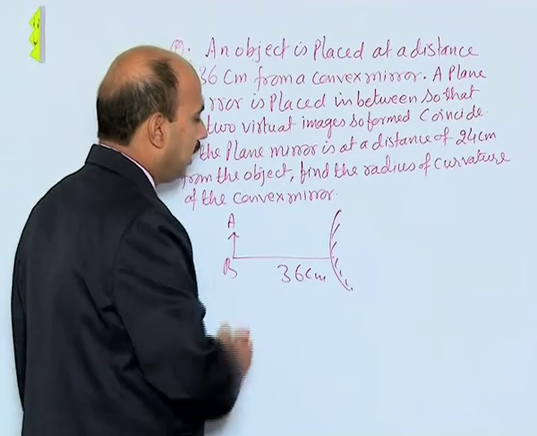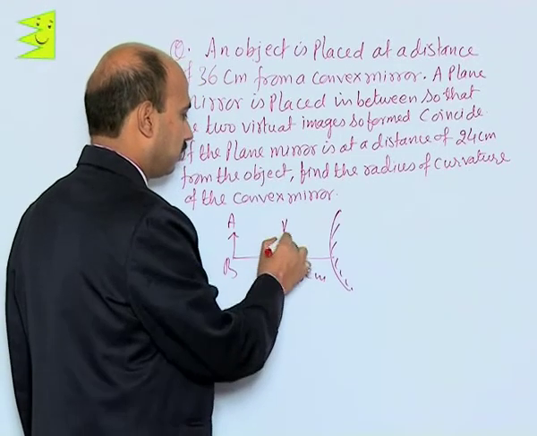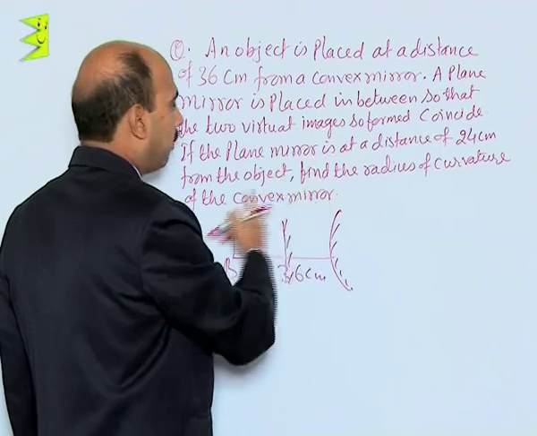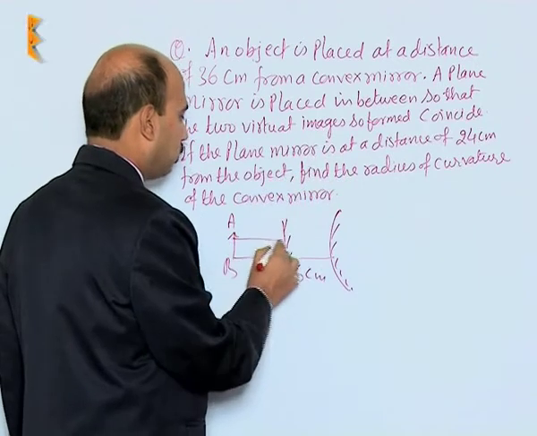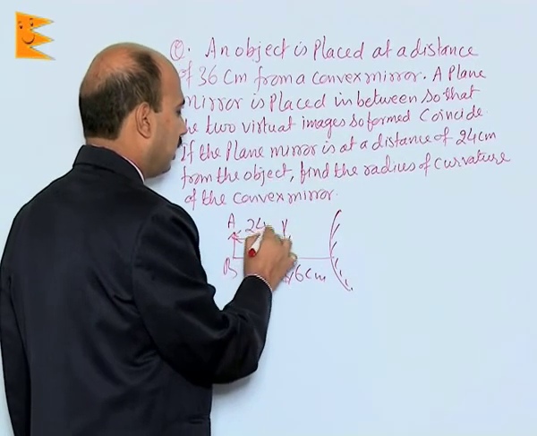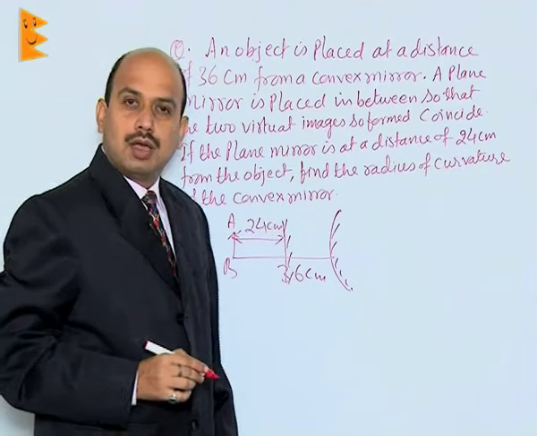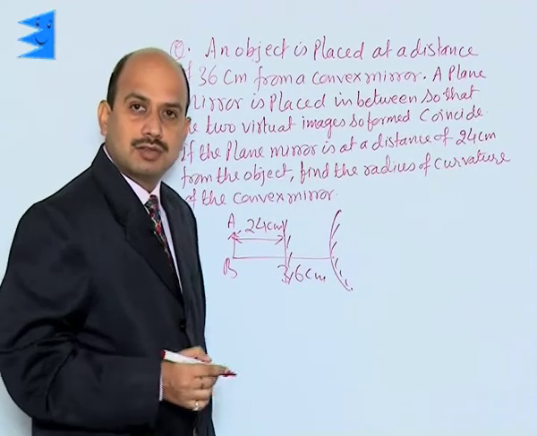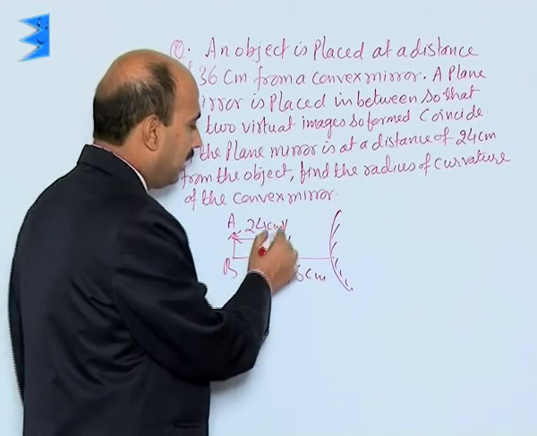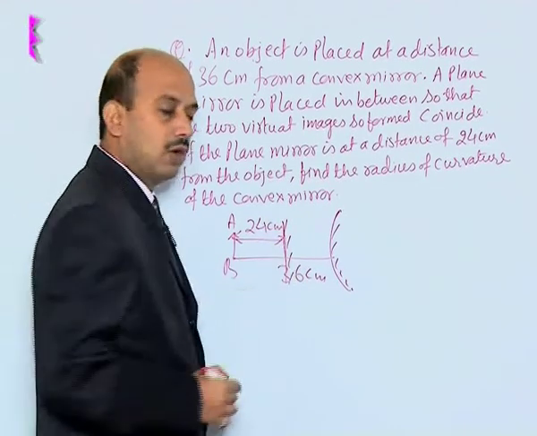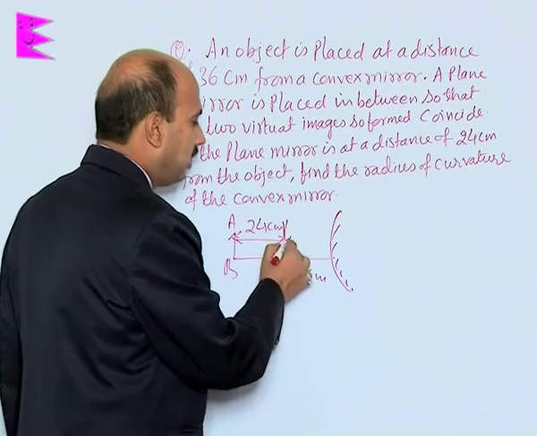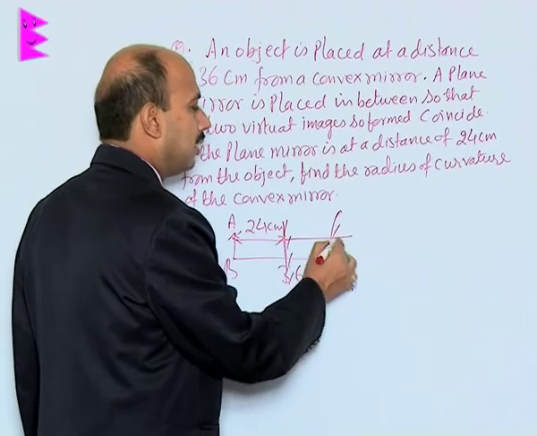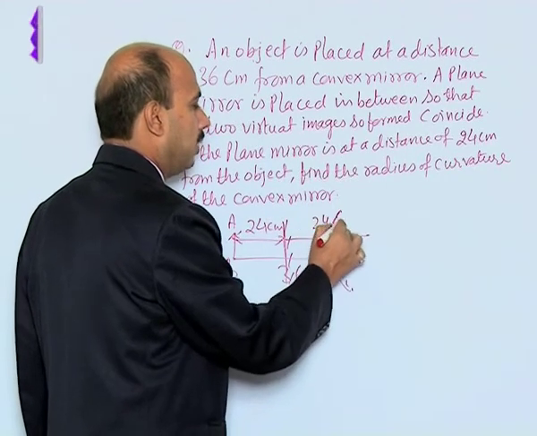So now the plane mirror is placed somewhere here, which is at a distance of 24 centimeter from the object. So this distance is 24 centimeter. And the image obtained by the plane mirror and convex mirror both coincide. But we know that for the plane mirror, object distance is equal to image distance. So obviously the image will be obtained here at a distance of 24 centimeter from the plane mirror.